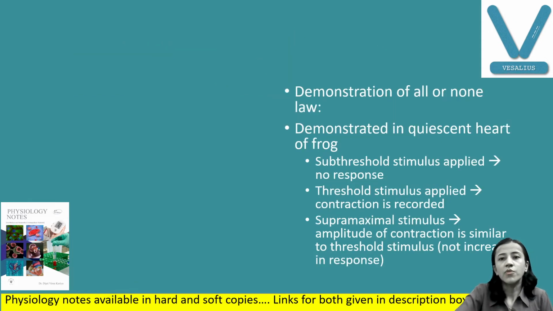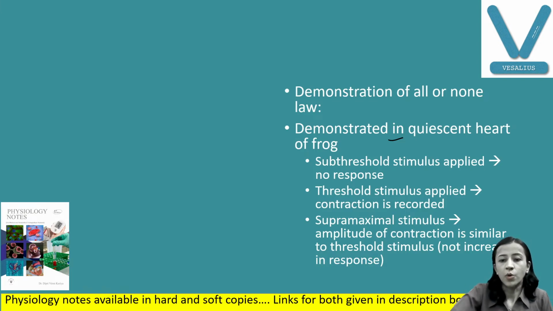Now, the all or none law can be demonstrated on the quiescent heart. How? Suppose the heart is quiescent, or you can say that after stimulation of the vagus nerve the heart gets stopped. After that, if you apply a subthreshold stimulus, there is no response. And when you apply a threshold stimulus, you will get the highest response. But if you increase the stimulus to supramaximal, the response cannot be increased.